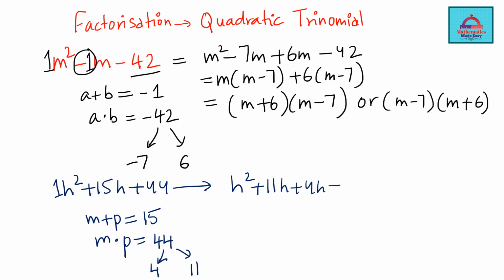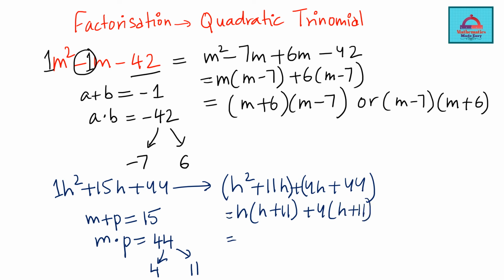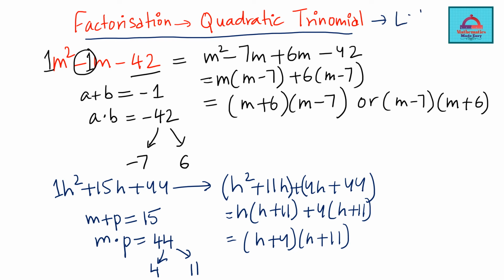So you can break the middle term as 11h and 4h, and then take the GCF, grouping these two terms together and these two terms together. h is common, h plus 11. Here 4 is common, the GCF, h plus 11, same bracket. So you can write this as h plus 4 and h plus 11. That completes the middle term splitting of the quadratic trinomial. Here we have seen the case where the leading coefficient is 1, and the two factors can be found in this way.